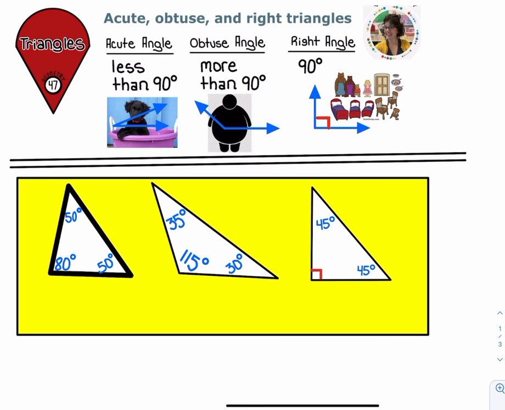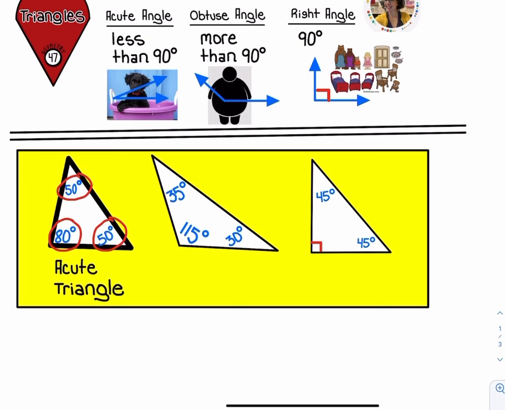To classify a triangle based on its angles, notice that first one, every single angle there is a small angle. They are all smaller than 90 degrees. So this one is an acute triangle.